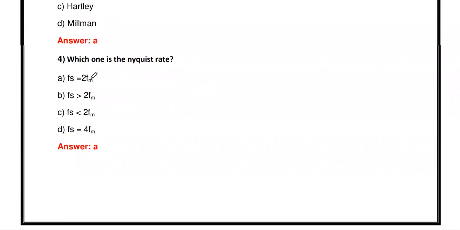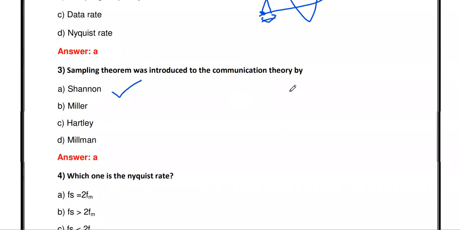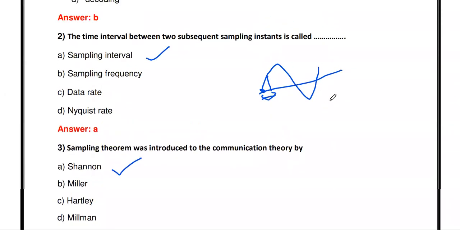The next one: which one is the Nyquist rate? What is meant by Nyquist rate? If we want to perform this sampling process, consider this as one cycle. On the transmitter side, we convert this continuous time signal into a discrete signal, process it and transmit it. On the receiver side, we receive this discrete time signal and again we have to convert it back into the continuous time signal.